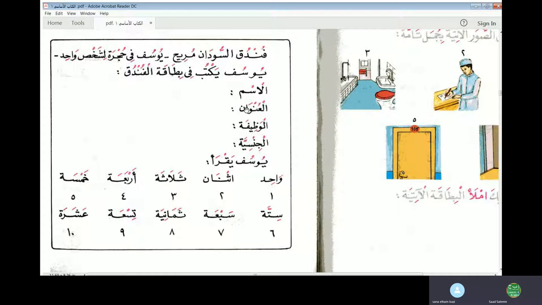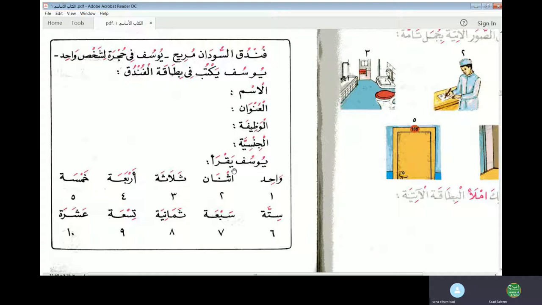All right, okay, next. Yusuf yaktubu fi bitaqatil funduq. Yusuf is writing in the hotel card. Al-ismu Yusuf Ibrahim. Al-unwan. Just read it, don't fill it, just read it. Okay. Al-unwan.